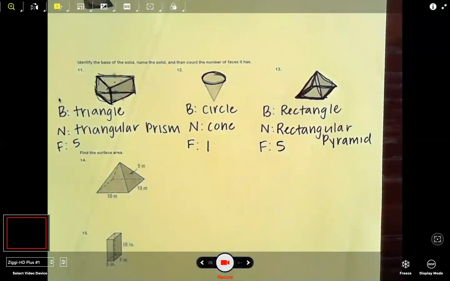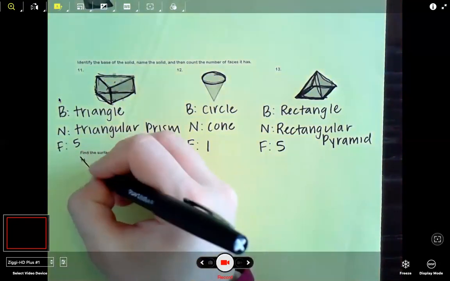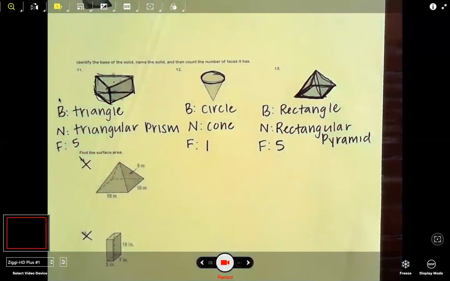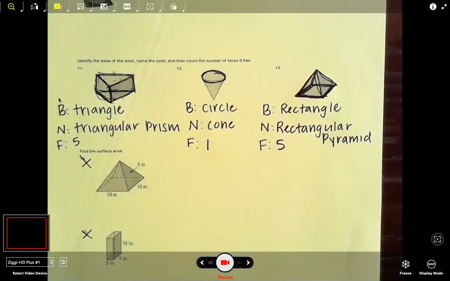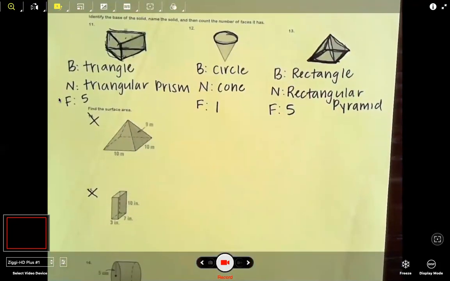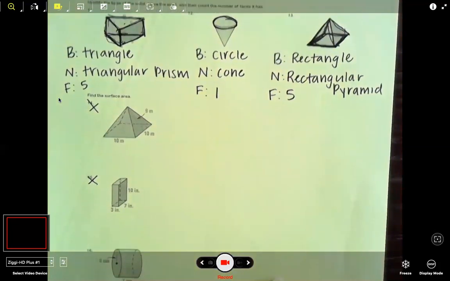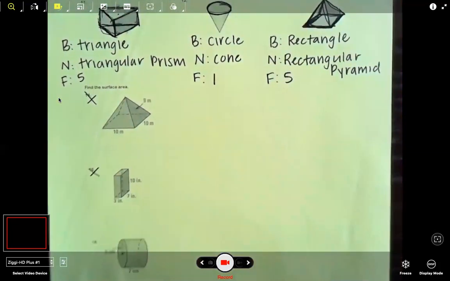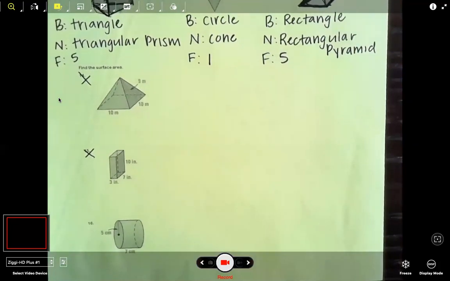Okay, let's cross off 14 and 15, and we'll do 16, and then we'll be done. Oh, wait, do we cross off 9 and 10? Yep, cross off 9 and 10 too. Wait, so do we even have to submit a picture? Can we just show it to you and call it good? Yep.